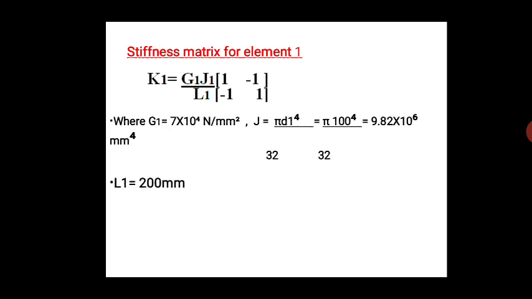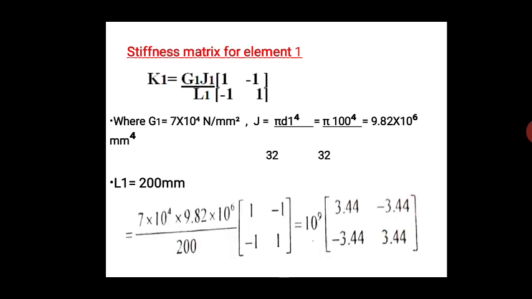And substituting these values along with this one, we have the first element length is 200 mm. On substituting the values of G1, J1 and L1, we can write G1 as 7 into 10 raised 4 and J1 as 9.82 into 10 raised 6 mm to the power of 4, divided by length. We are considering the same in terms of mm. That is 200 into 1 minus 1 minus 1 and 1.